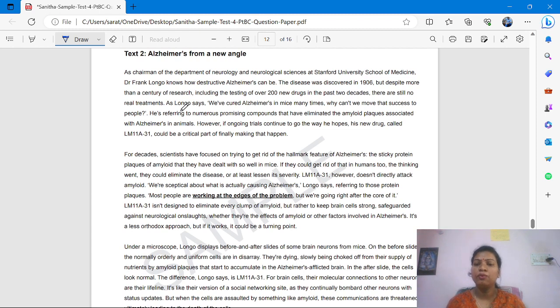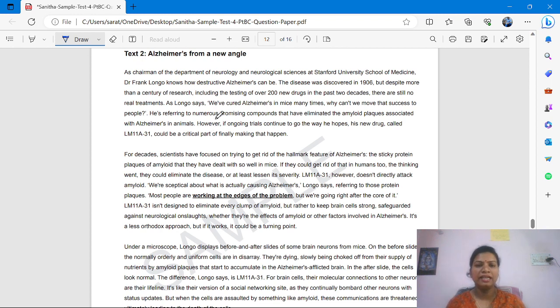Why can't we move that success to people? He is referring to numerous promising compounds that have eliminated the amyloid plaques associated with Alzheimer's in animals. However, if ongoing trials continue to go the way he hopes, his new drug called LM11A31 could be a critical part of finally making that happen.